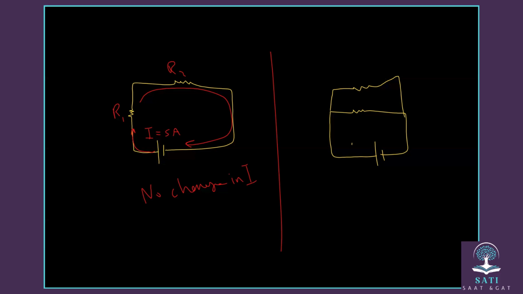Okay, what about the voltage? The voltage, if the connection is in series, it changes. Keep that in mind. It changes. So the voltage in series changes, while the current does not change. And here is the opposite. So the current here, what? It changes.